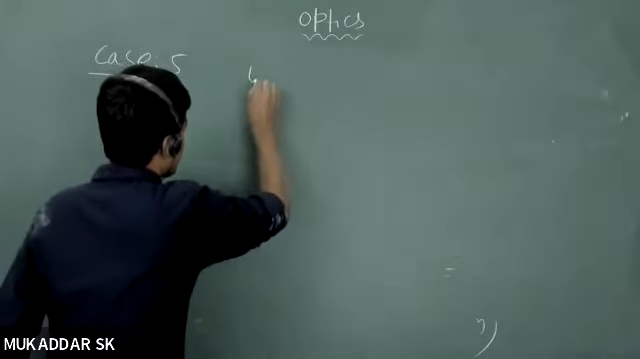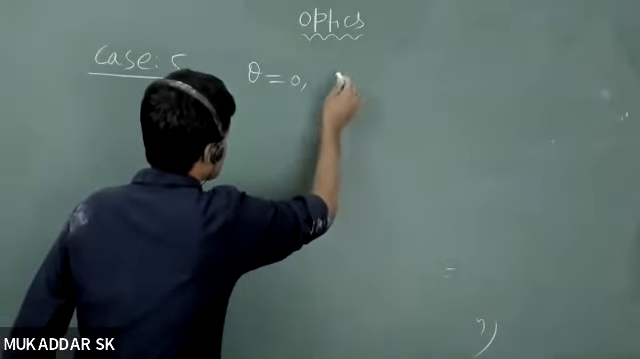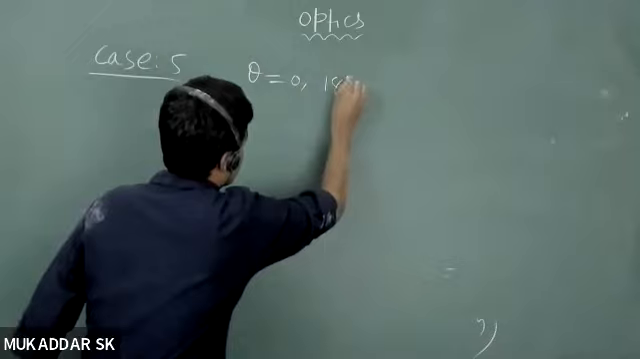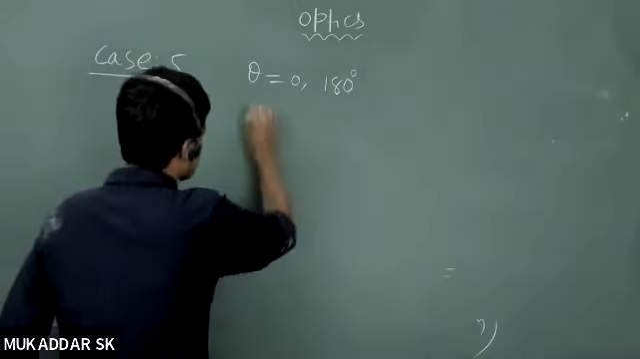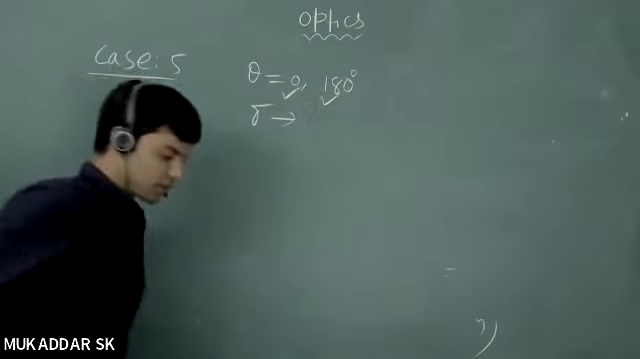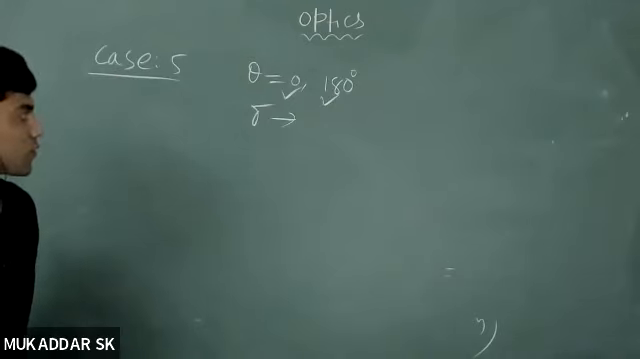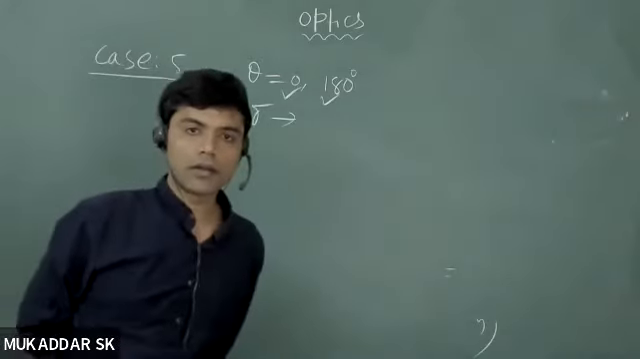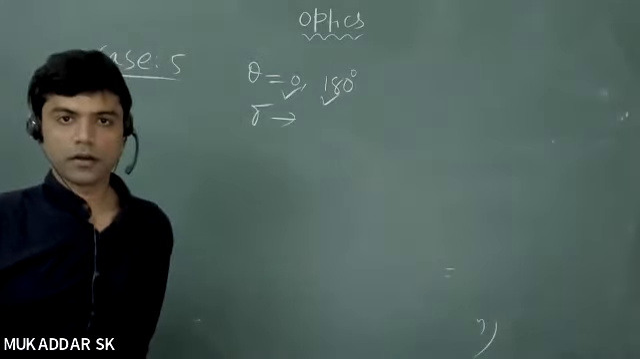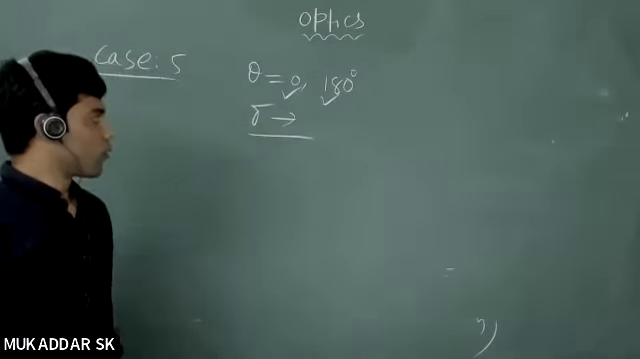Now, suppose theta is 0 or 180 degree. No matter how much phase difference delta is given, if theta is this value, then what kind of emerging ray will you see? Anyone? I am expecting some answers from here. Anyone, can you please tell me what will happen if theta is 0 or 180 degree? What will be the profile of the emerging ray? Whatever delta is given, no matter, what will happen?